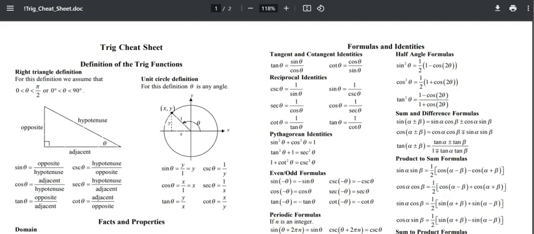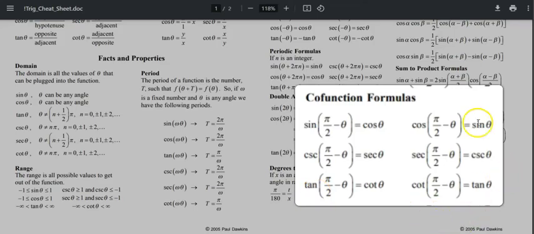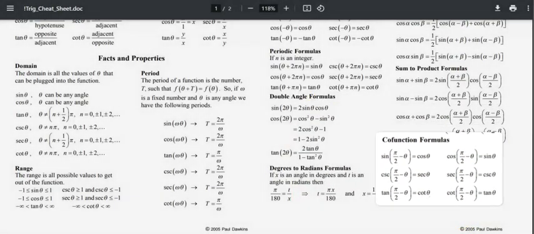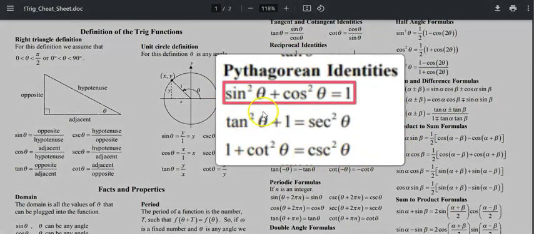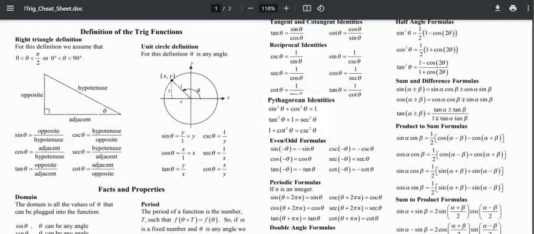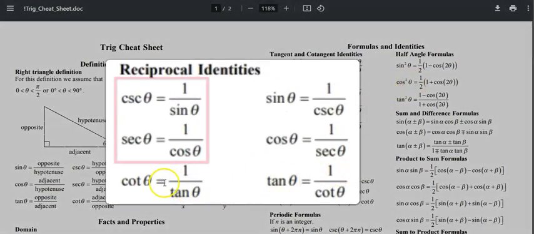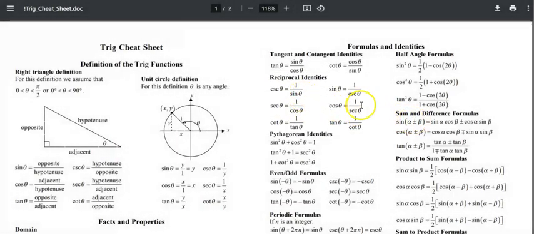So the ones that we're going to use on this one in particular are these cofunction formulas. All right, we're going to need those. We're going to need the Pythagorean identities here, in particular the very first one, sine squared plus cosine squared equals 1. And we're going to need these reciprocal identities right here. In particular, the reciprocal of secant is 1 over cosine. The reciprocal of cosecant is sine. So those are the ones that we're going to need. And again, reciprocal just means you flip the fraction over. So 1 over the sine is the same thing as flipping the value of the sine over.